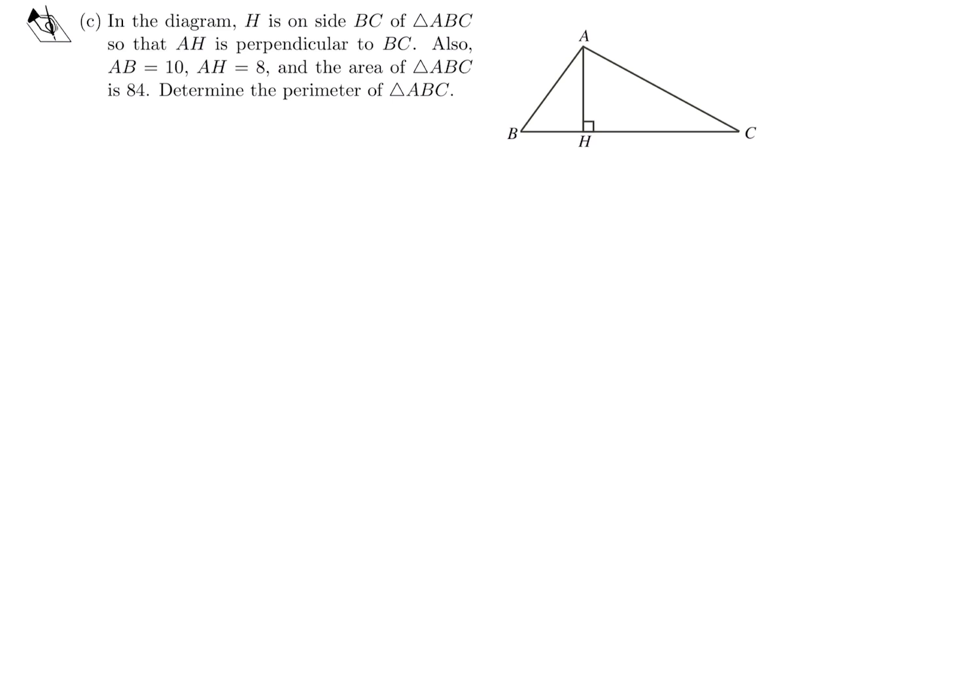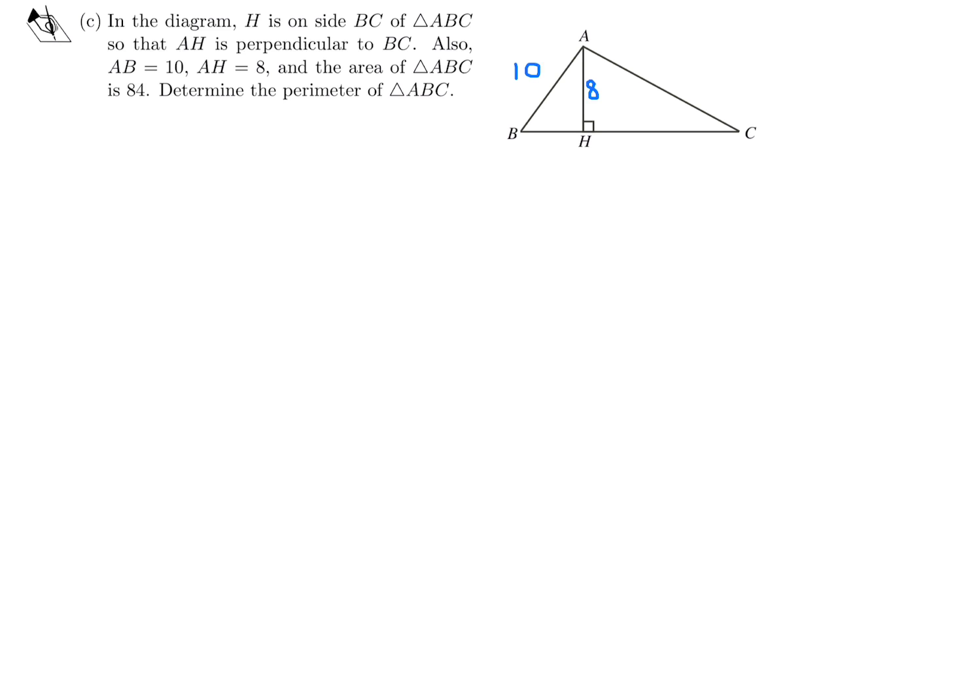In the diagram, H is on side BC of triangle ABC so that AH is perpendicular to BC. Also, AB is equal to 10, AH is equal to 8, and the area of ABC is 84. Determine the perimeter of ABC. All right. So let's see what we can do here. Let's label as much as we can. AB is 10 and AH is 8.